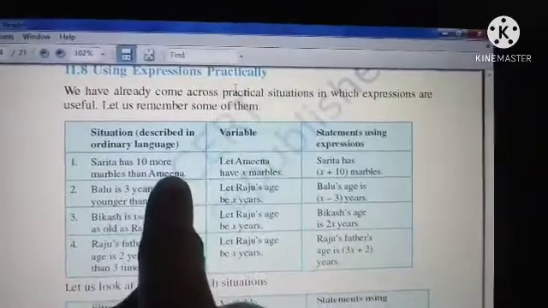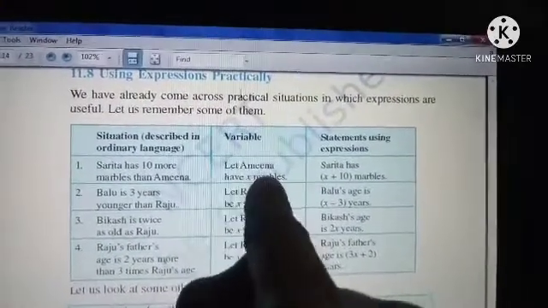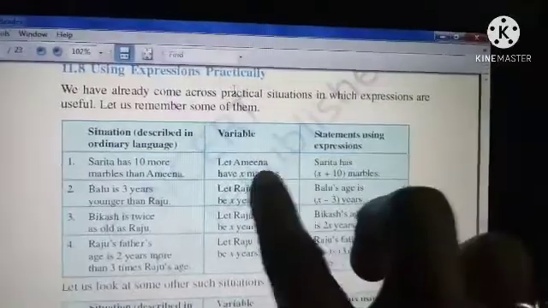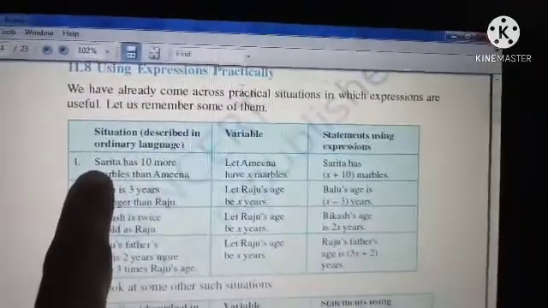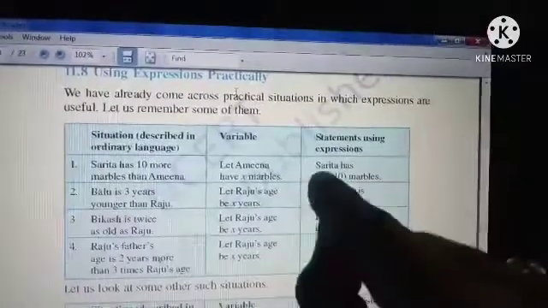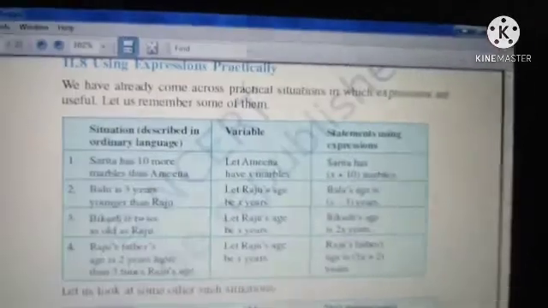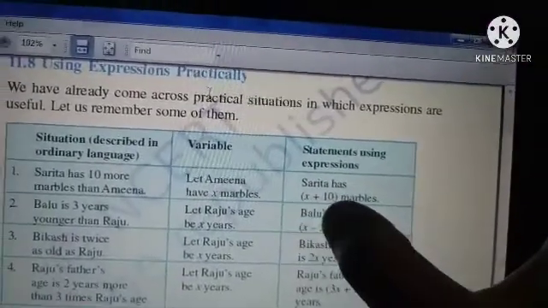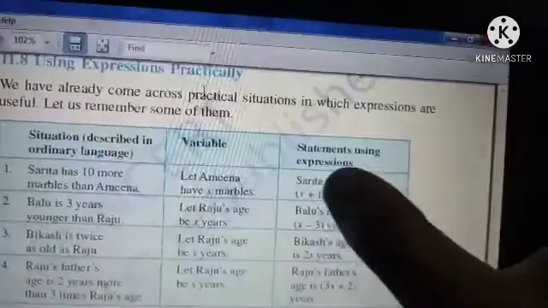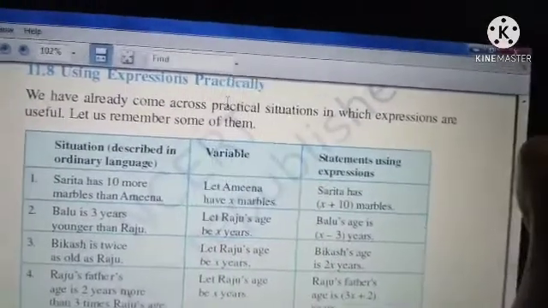The variable we are taking: let Amina have x marbles. If Amina has x marbles, what about Sarita? Sarita has 10 more marbles than Amina. So Amina's x plus 10 marbles will be Sarita's. Because x is Amina's, plus 10 you will get Sarita's marbles. So x plus 10 is the expression we are framing.